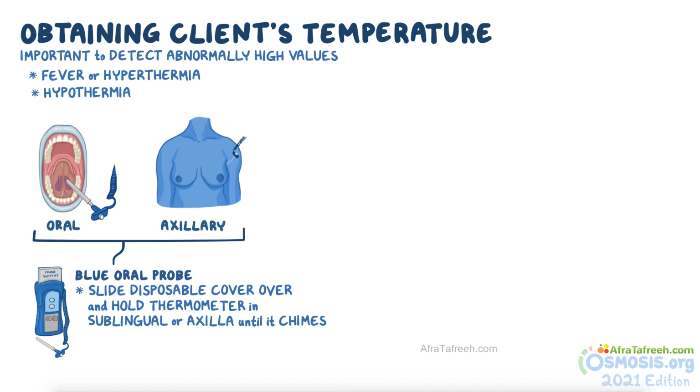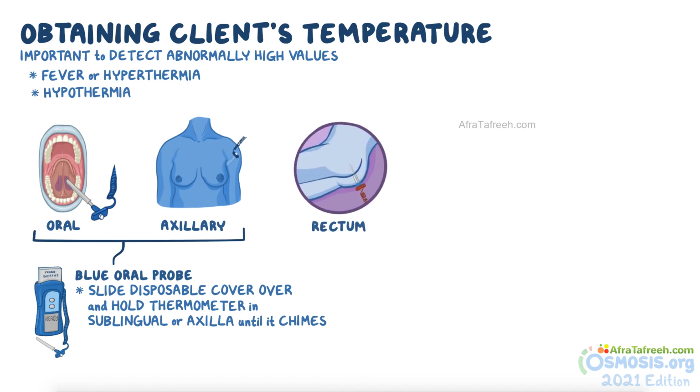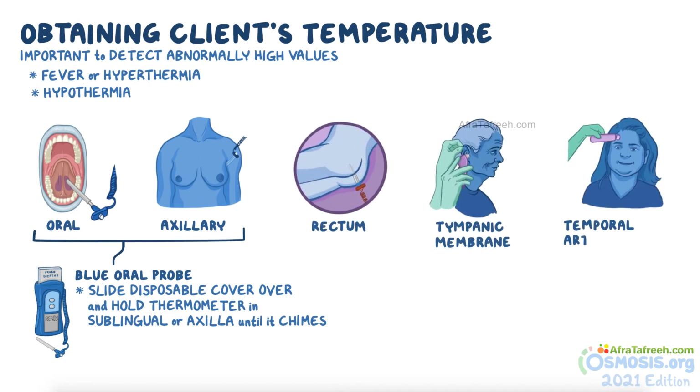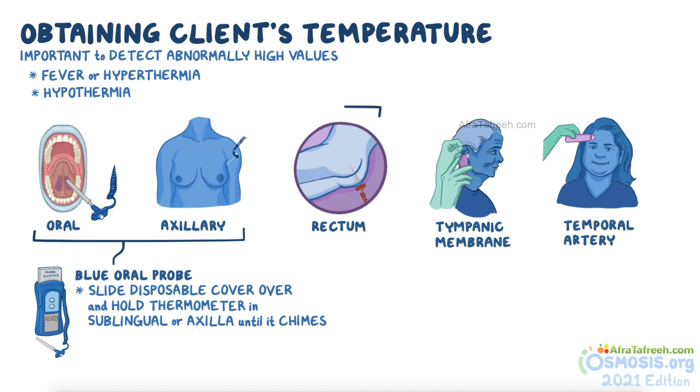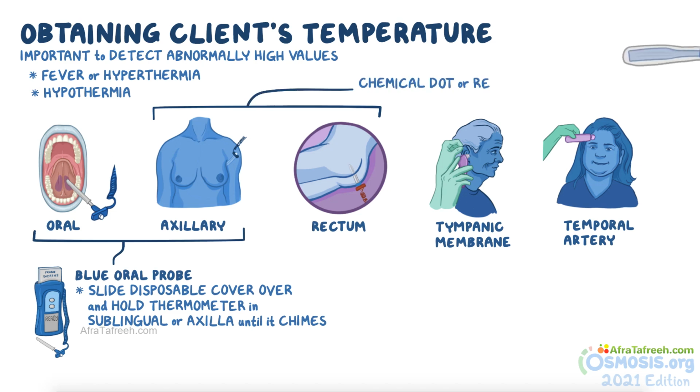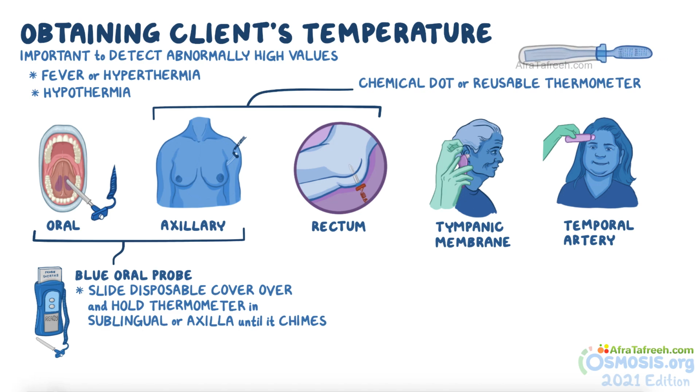Otherwise, you can take the client's body temperature at the rectum, tympanic membrane, or temporal artery. For axillary and rectal temperature measurements, a chemical dot single-use or reusable thermometer can also be used. Remember to report any unusual signs or symptoms to the nurse and document the temperature reading, the method in which it was taken, along with your observations.